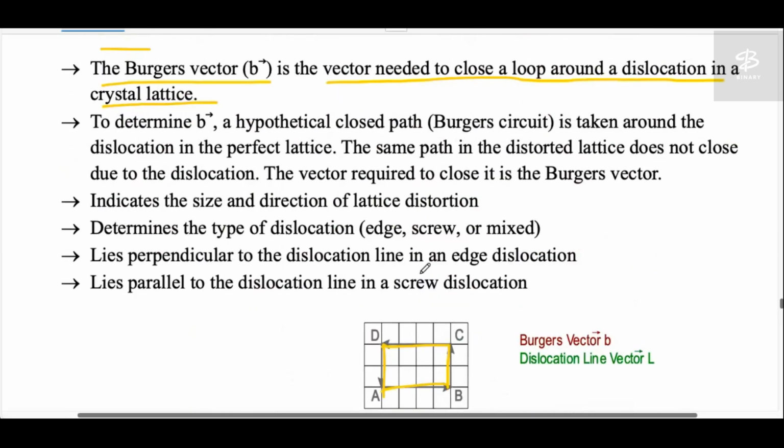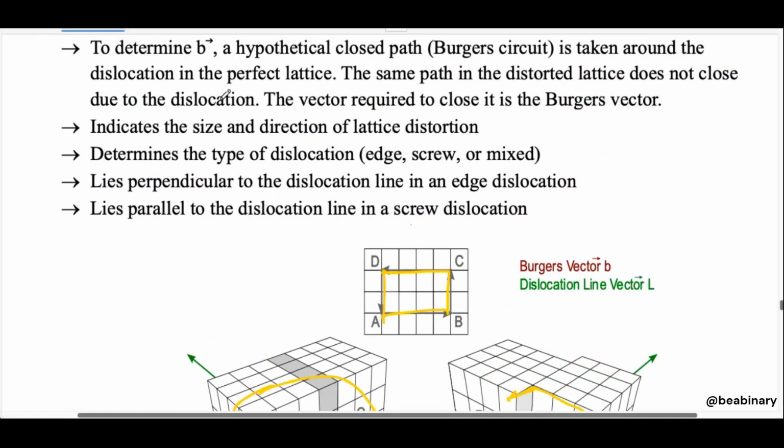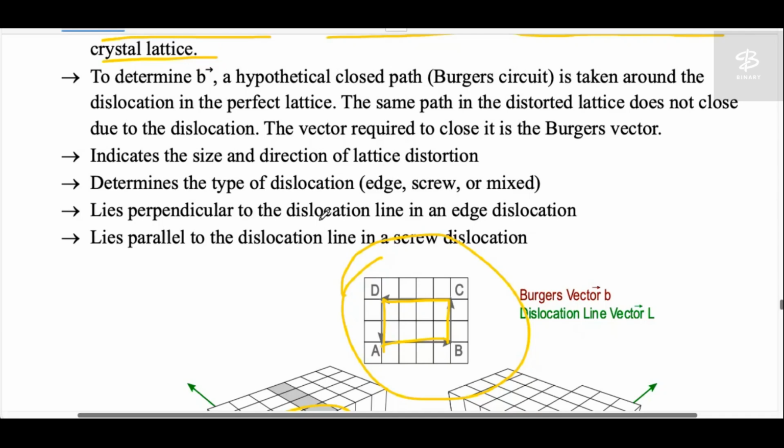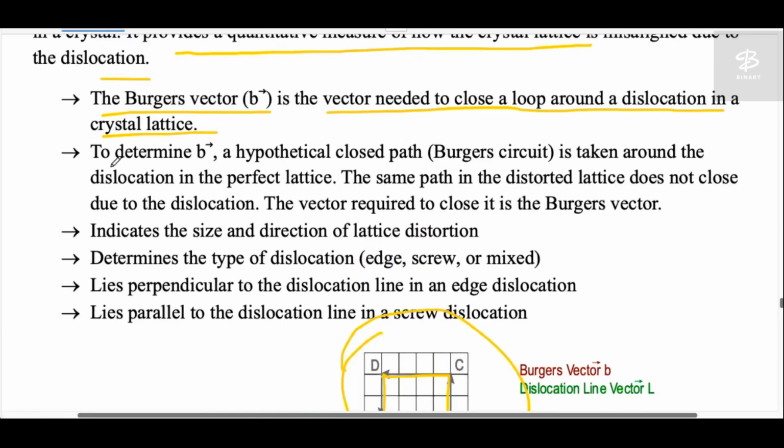Here, the steps. First, if there is no kind of this figure, it means no such Burgers vector is required. It means the crystal has no line defect. But if there is, then what do we need to do? We need to follow the second step, to determine the vector B.